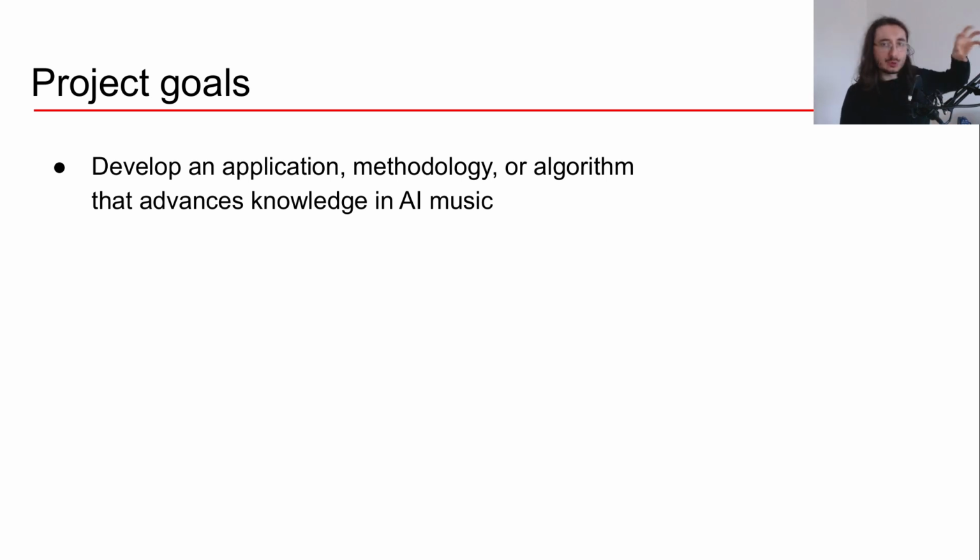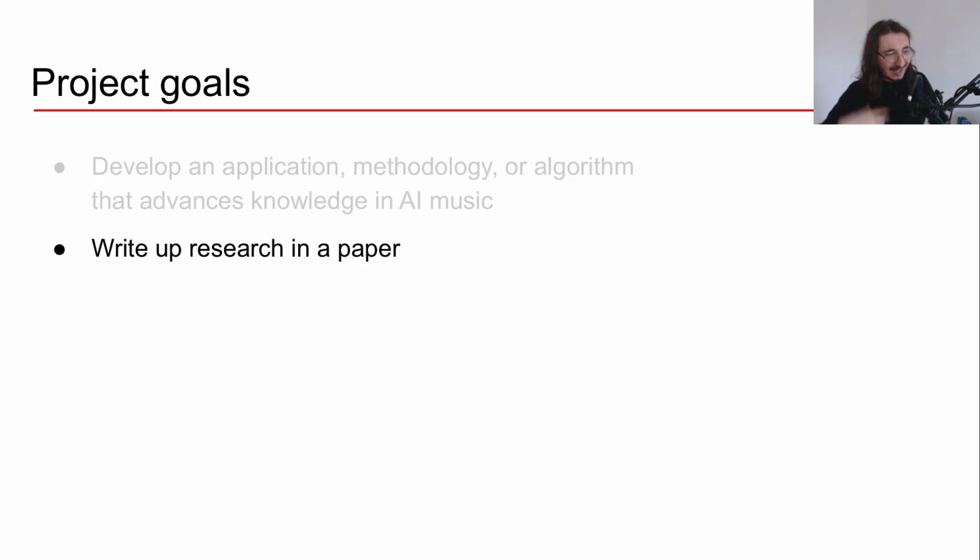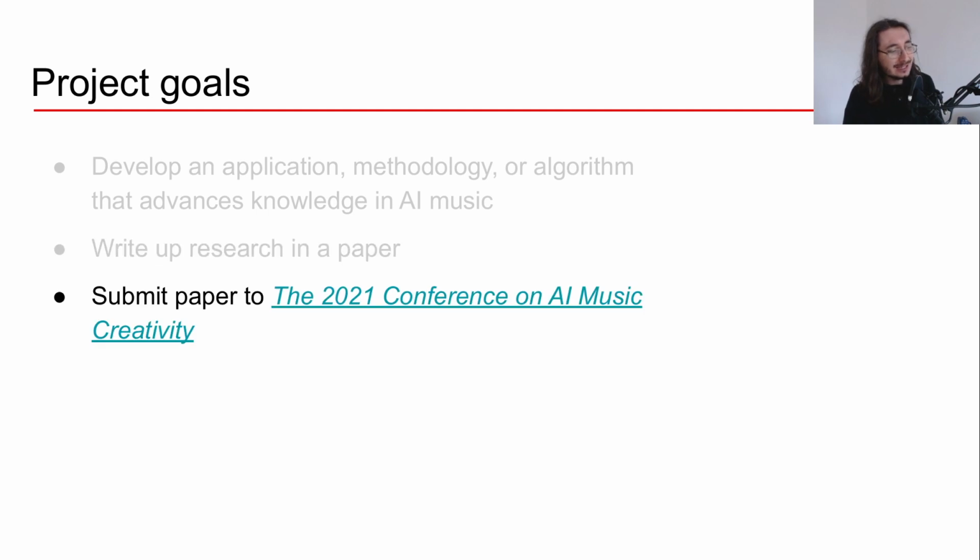And basically the idea is that once we have this research done, carried out, the next step will be to write up a research paper so that we can just package all the new stuff that we created or that we discovered, and then we'll move on and submit the results or this paper to the 2021 Conference on AI Music Creativity. Now, this is a conference that's focused, the name gives it away, on AI music creativity.